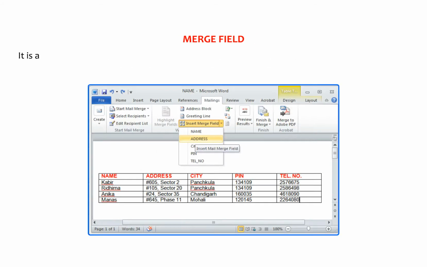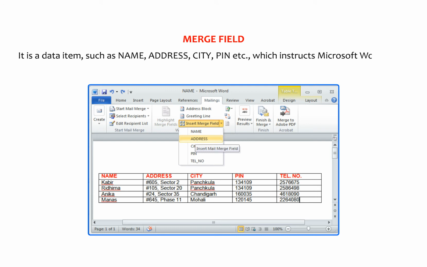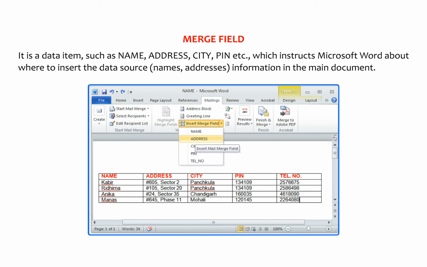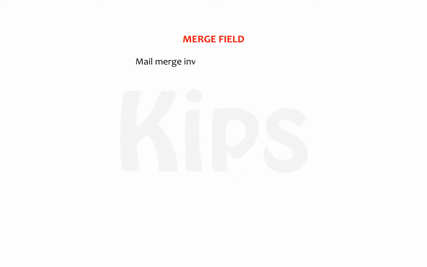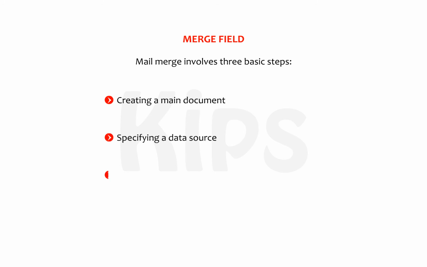Merge field. It is a data item such as name, address, city, PIN, etc., which instructs Microsoft Word about where to insert the data source, names, addresses, information in the main document. Mail merge involves three basic steps: creating a main document, specifying a data source, merging the data source with the main document. Students, let's know more.